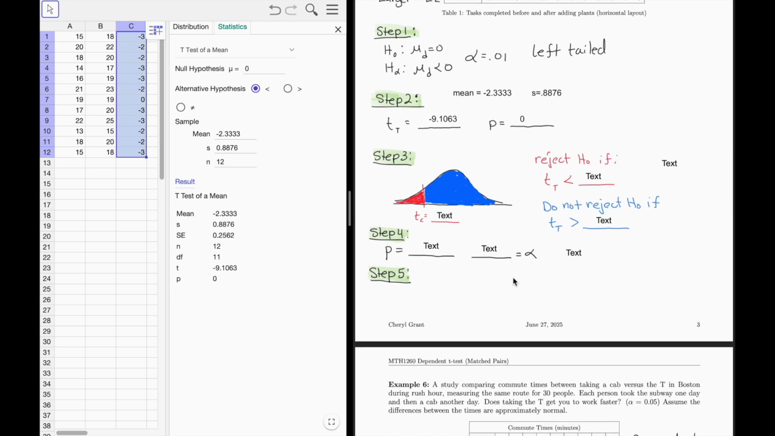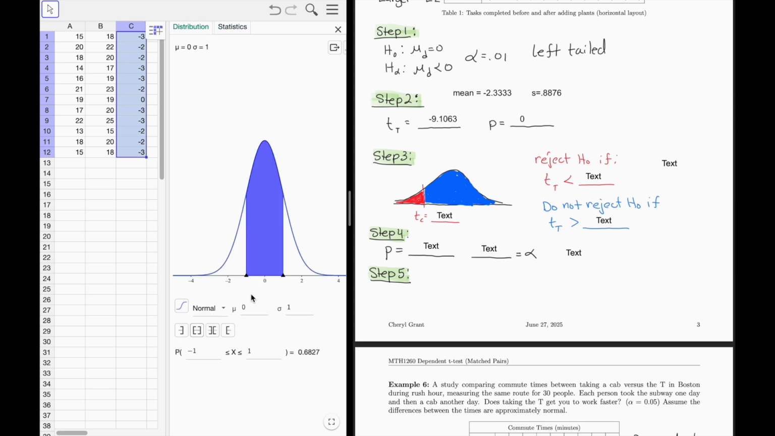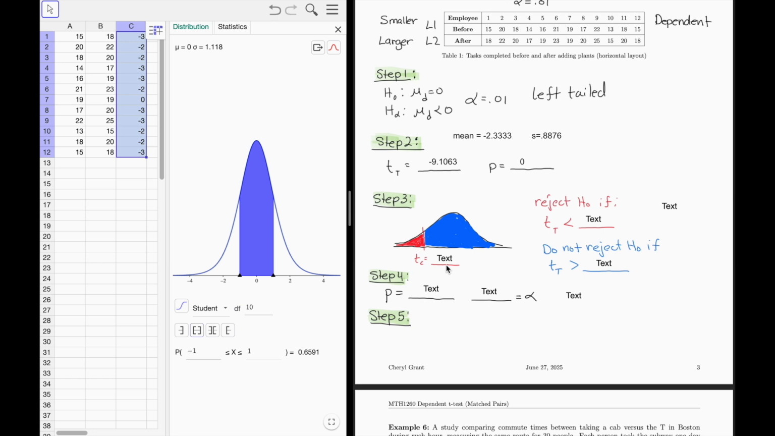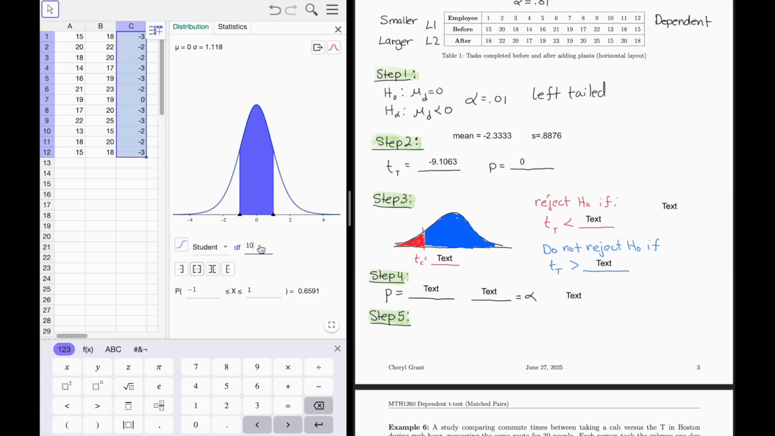All right, the next step is to find the critical value and use the rejection region. So I'm going to go to my distribution tab. Now we're using the student t distribution here. We're doing a t-test. We always do a t-test with matched pairs. My degrees of freedom is 1 less than the sample size. Here I have a sample size of 12, so my degrees of freedom is going to be 11.